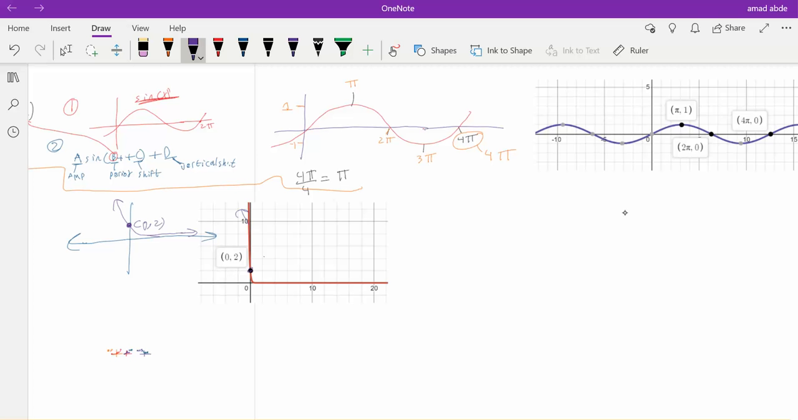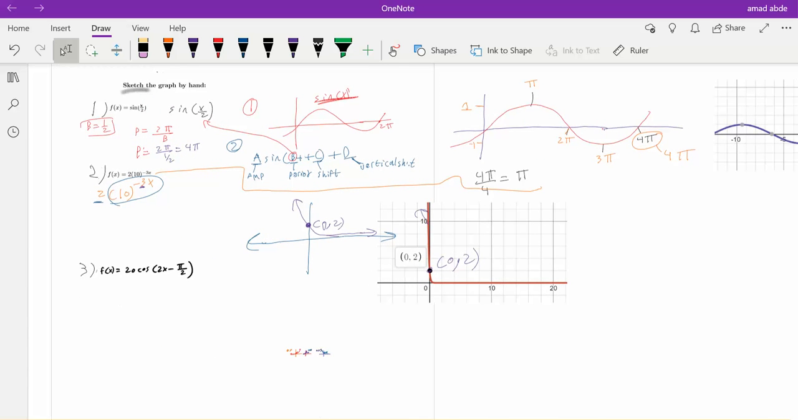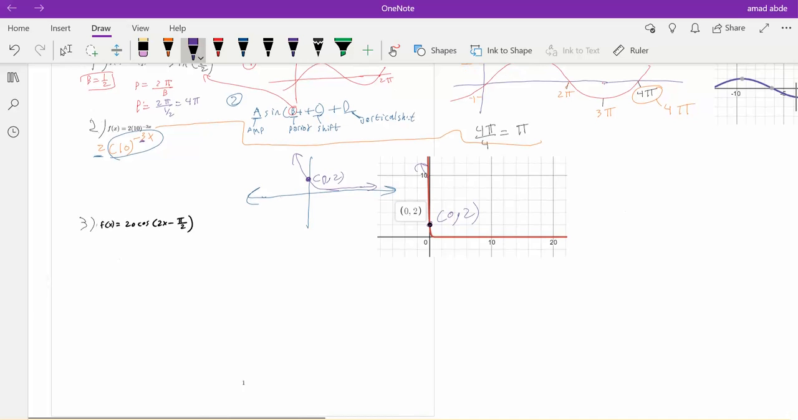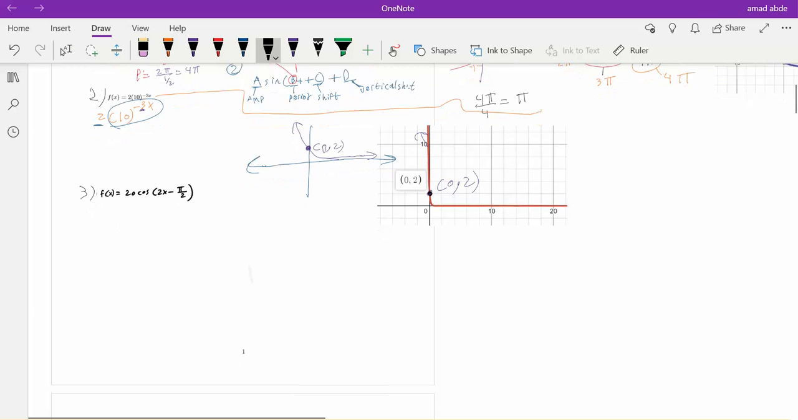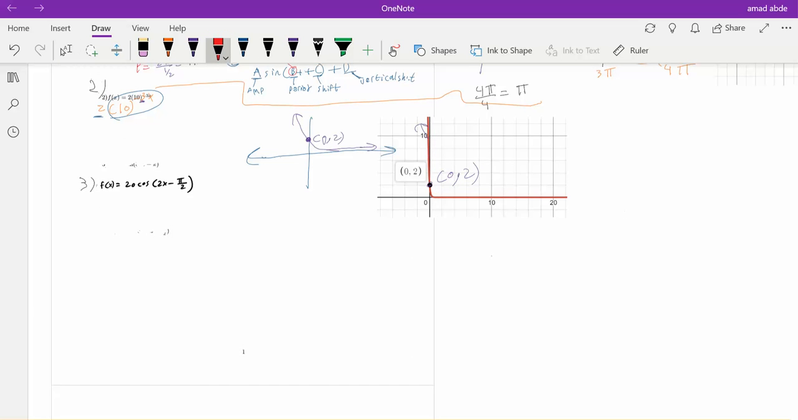The third question. Okay, the third question is 20 cosine of 2x minus pi over 2. We're going to use the same two facts we used for sine, but this time for cosine. Okay, that's number one. We know that the graph of cosine of x looks something like this.